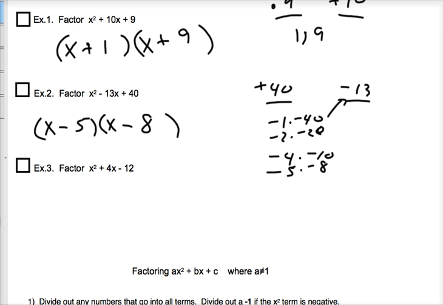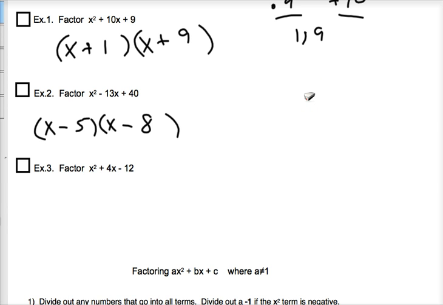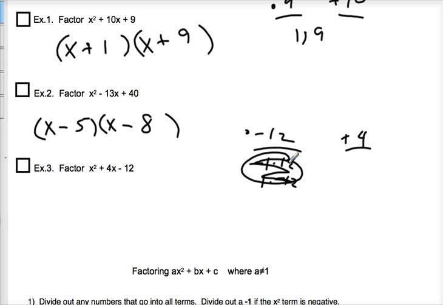All right, finally here I've got one where C is negative. When C is negative, then I'm going to have one of each sign. So I got to multiply to be negative 12. So I could have something like negative 1 and 12, but I could also have 1 and negative 12. Well, I need positive 4 when I add. These are either going to be 11 or negative 11 right here, so those don't work.